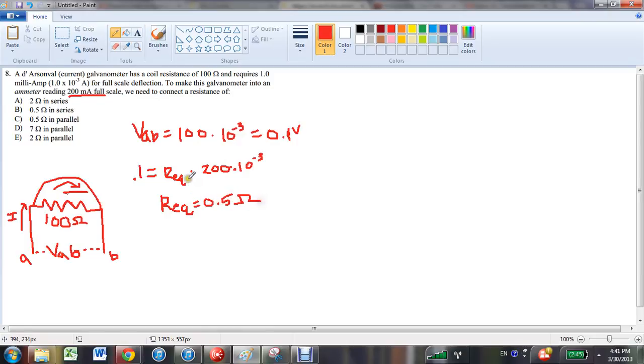So based on that, we can already eliminate some of the options. We can eliminate A and B because we know that if we have this 100 ohm resistor already, we can't add anything in series to make it less.